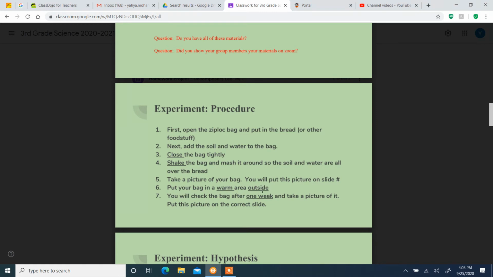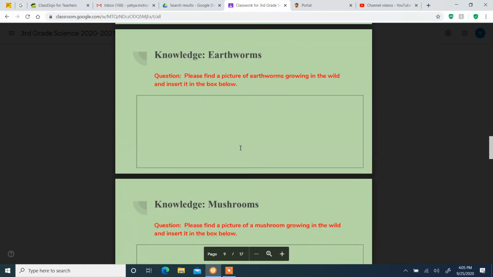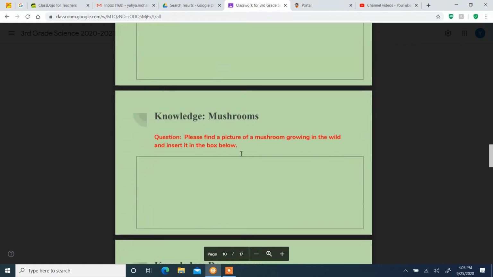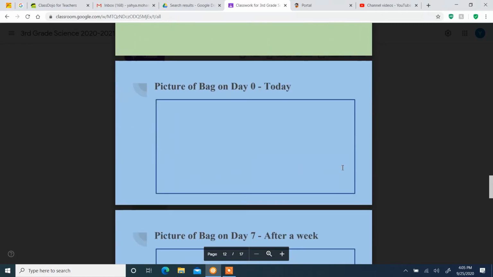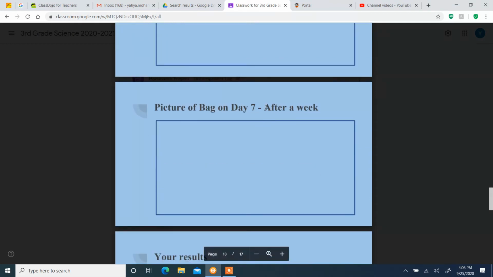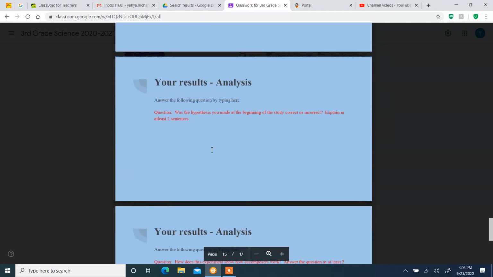It tells you to put it outside, and they have to answer these questions and find a couple of pictures and examples of decomposers. Now, on day 0, which was Wednesday, they were supposed to take a picture and put it over here. Next Wednesday they'll take a picture, and it should look a little bit changed, and they can put it over here and put in the results and so on.